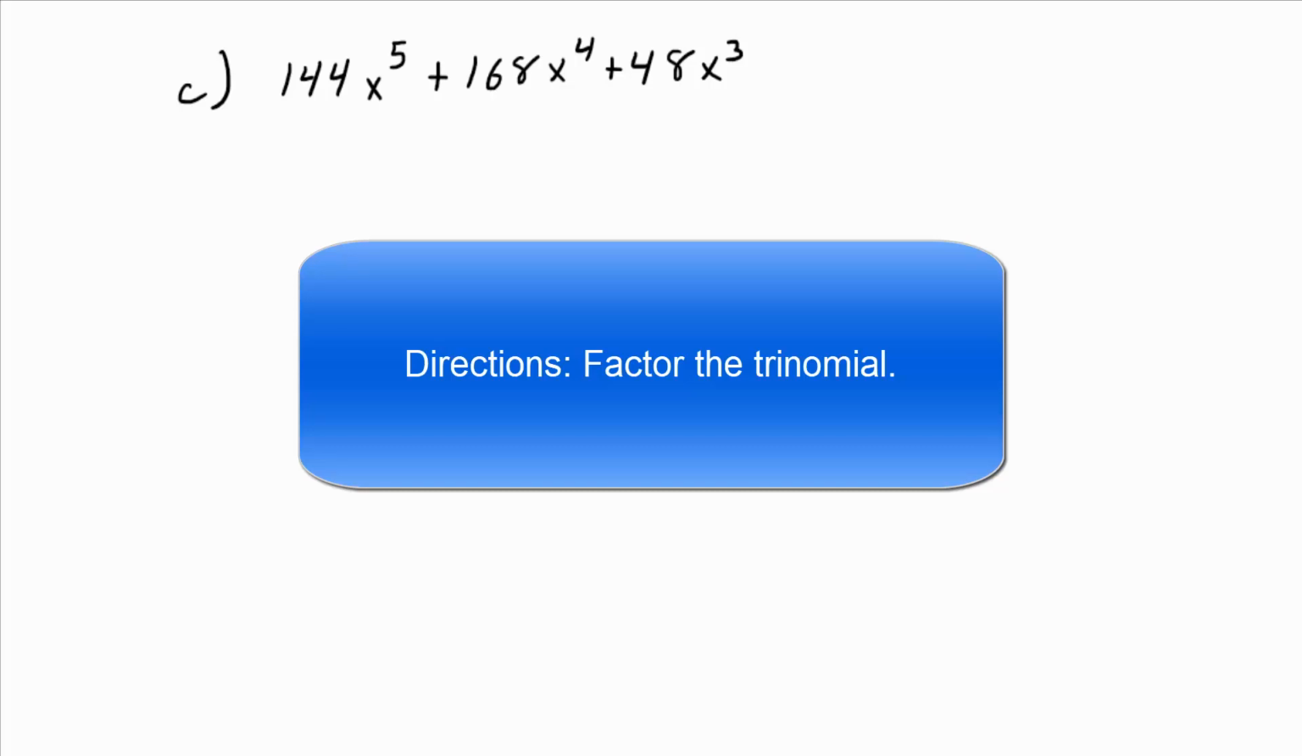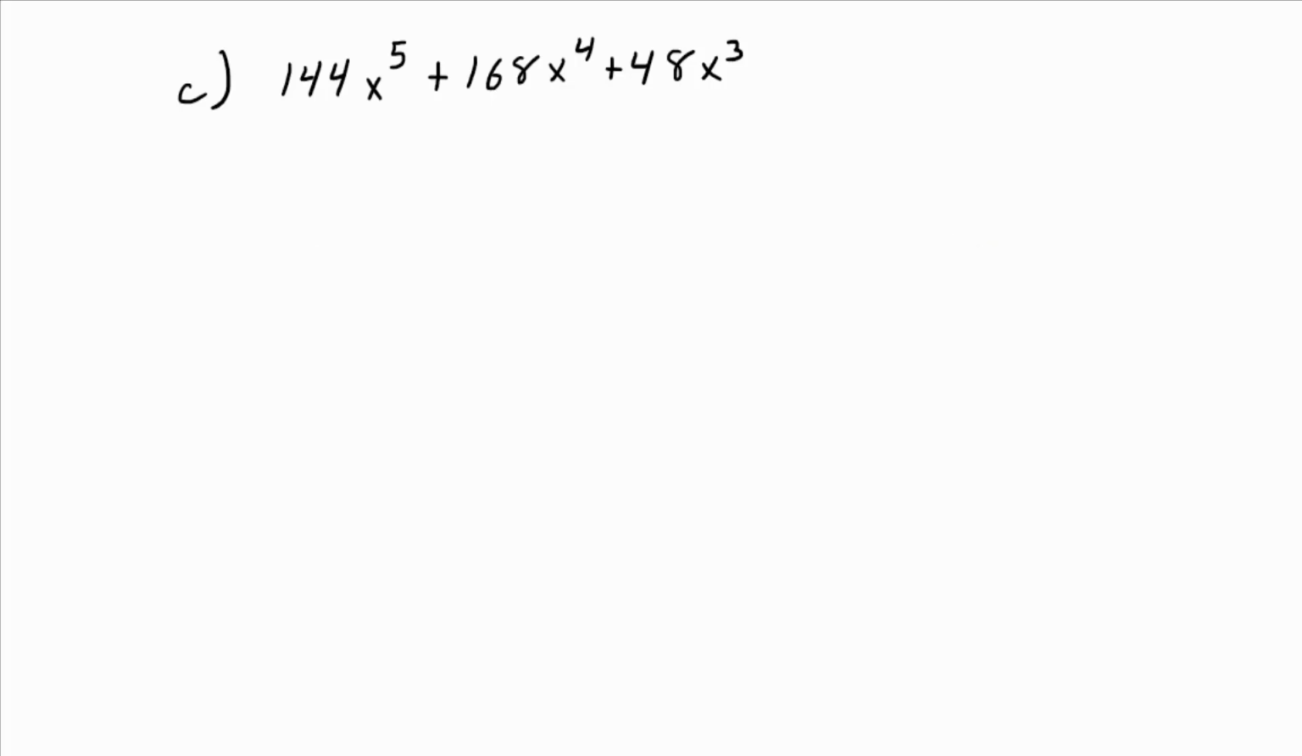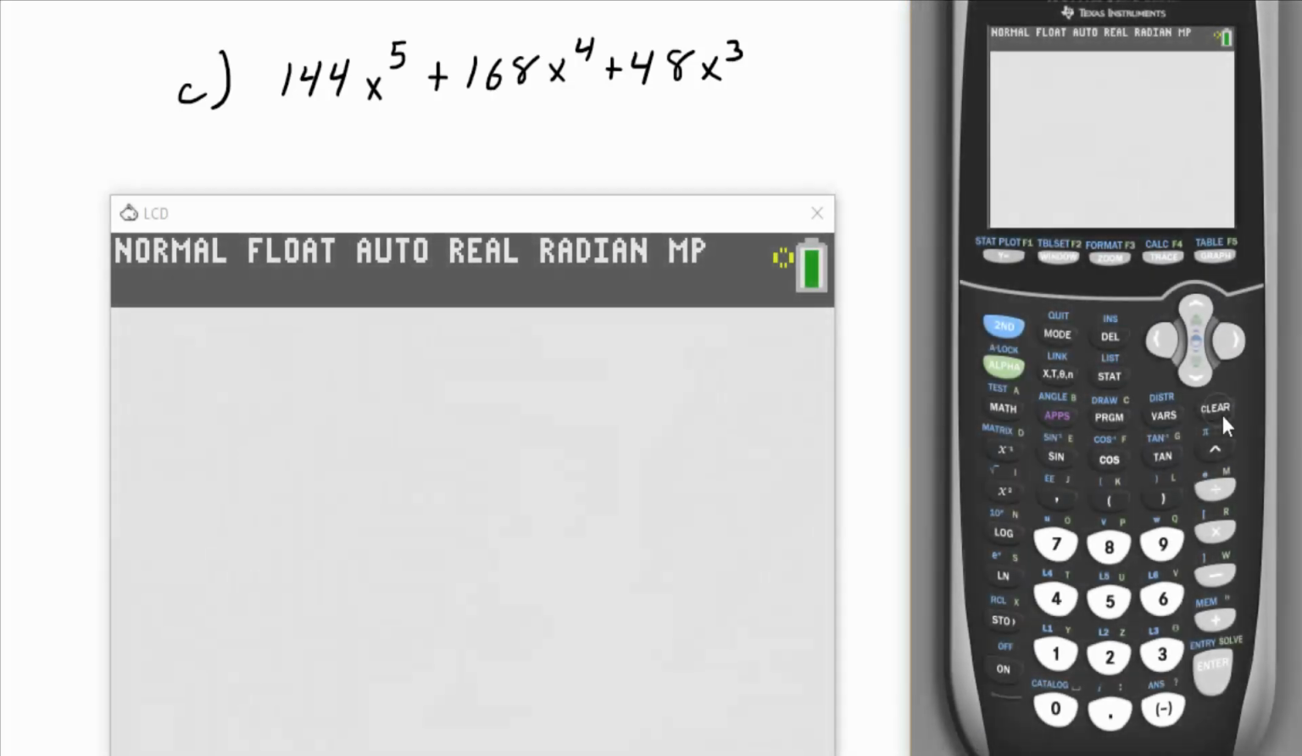Oh boy, so we have 144x to the fifth plus 168x to the fourth plus 48x cubed. What do you want to do first? What do you want to check for first? A greatest common factor. Okay, so on these problems, have a calculator handy.